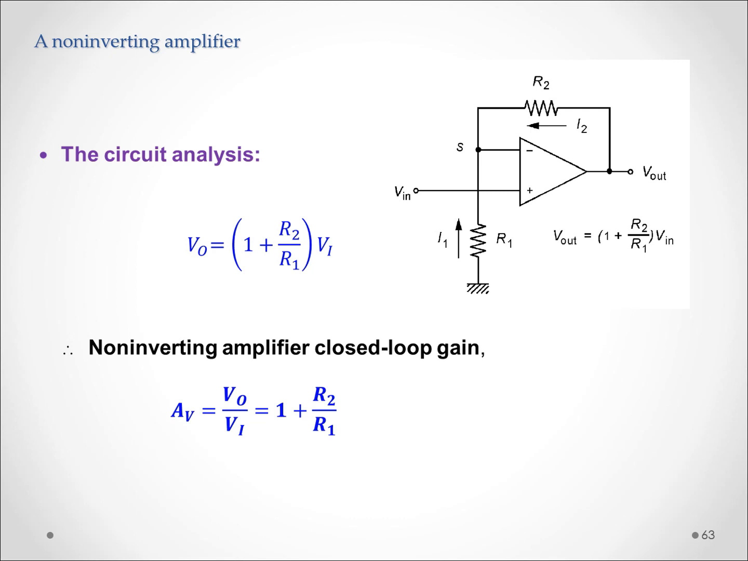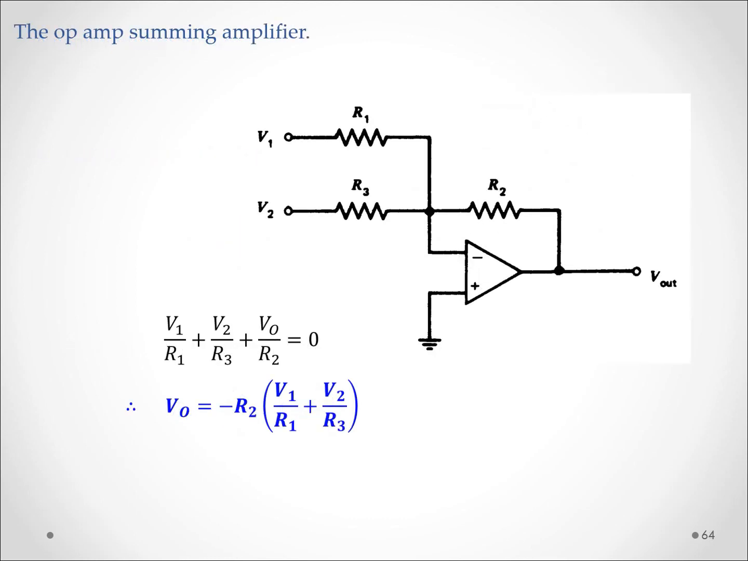If we want to use the op-amp as a summing amplifier, this is the circuit for a summing amplifier, where we have three resistors, R1, R2, and R3, and both our input voltages will be connected to the negative channel of the op-amp, while the positive channel will be grounded. If we do circuit analysis, we can see this relationship where V out is equal to negative R2 multiplied with V1 over R1 plus V2 over R3.